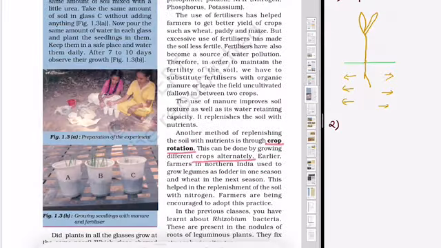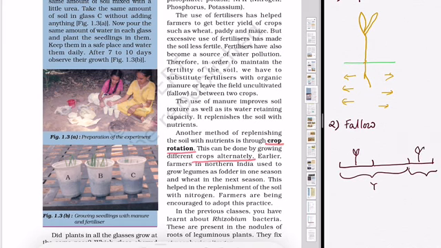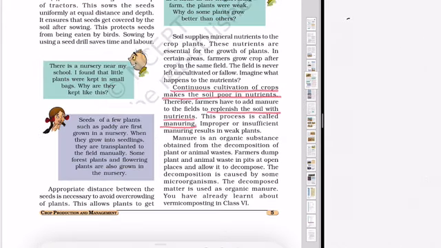Then the second practice is to leave the field vacant for some time, that is called fallow. In this practice, in one season we will grow a crop and in the other season we will not grow anything in the field. So in half of the year we are growing a crop, and in the next year again in the same season we will grow a crop. So the field is left vacant for some time of the year so that it will get back its nutrients.